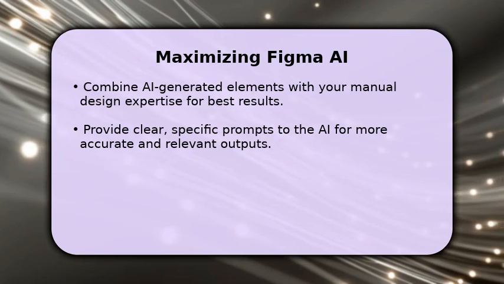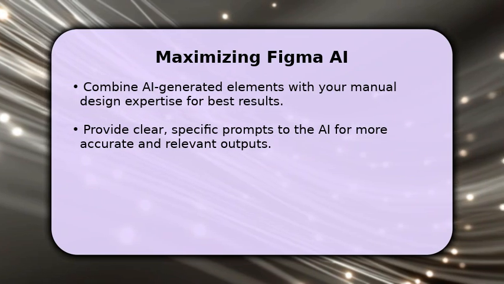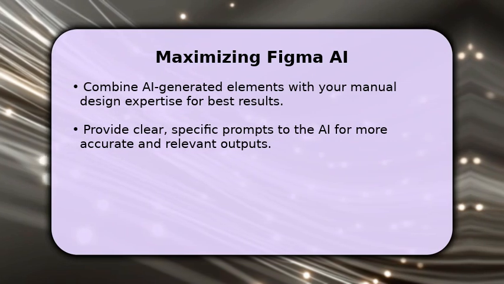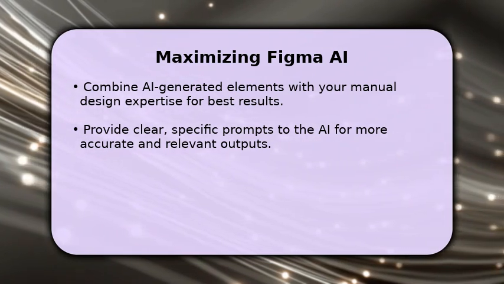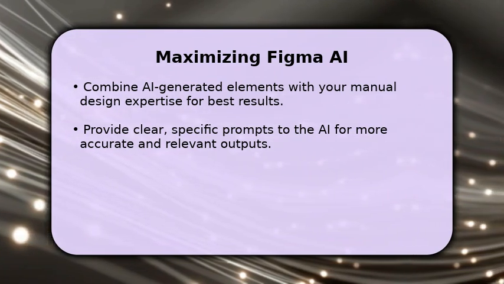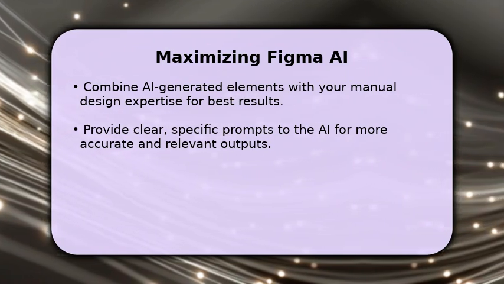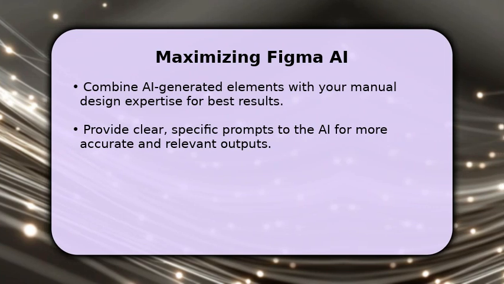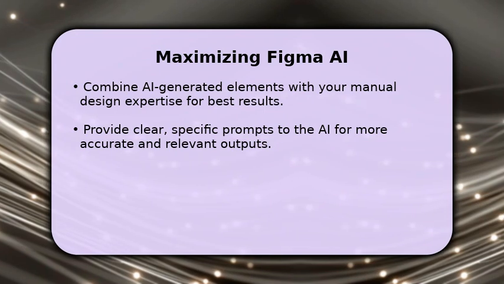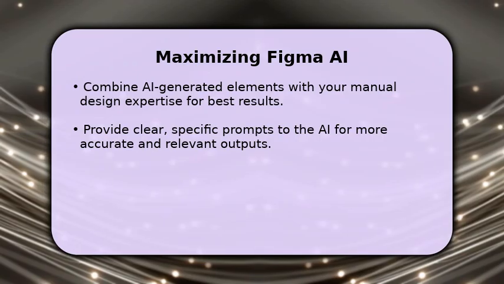To truly maximize the benefits of Figma AI, remember to use it as a powerful assistant, not a complete replacement. Start with AI-generated concepts, then apply your unique creative vision and manual adjustments to perfect the design. Always provide clear and detailed prompts to the AI. For example, specify a minimalist blog layout with 3 columns rather than just blog. This collaboration between human creativity and artificial intelligence will elevate your website designs to new heights.